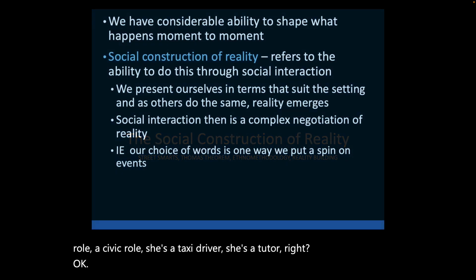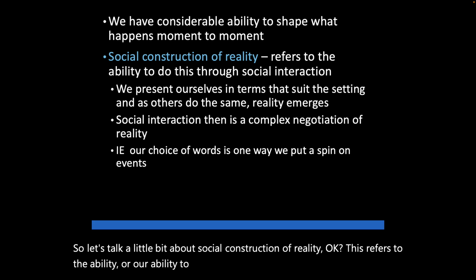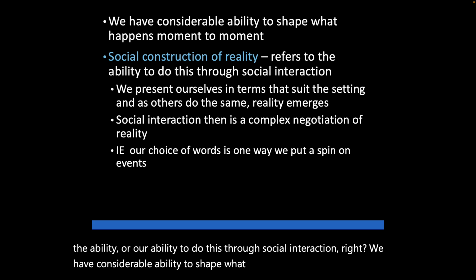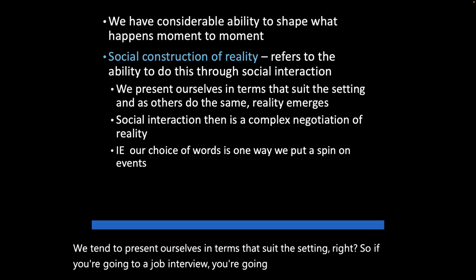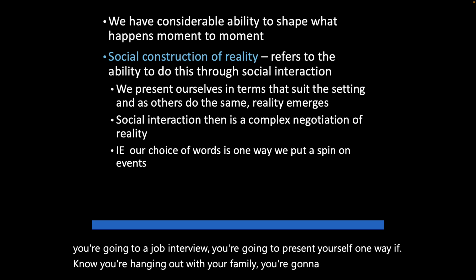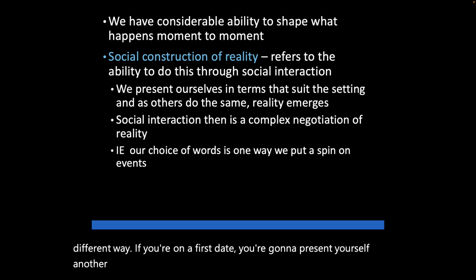Okay, so let's talk a little bit about social construction of reality, okay? This refers to our ability to do this through social interaction, right? We have considerable ability to shape what happens from moment to moment. We tend to present ourselves in terms that suit the setting, right? So if you're going to a job interview, you're going to present yourself one way. If you're hanging out with your family, you're going to present yourself a different way. If you're on a first date, you're going to present yourself another way, right? Our social interactions are complex negotiations of reality.